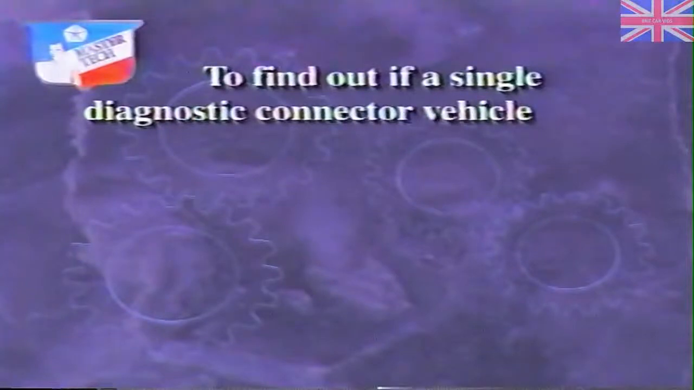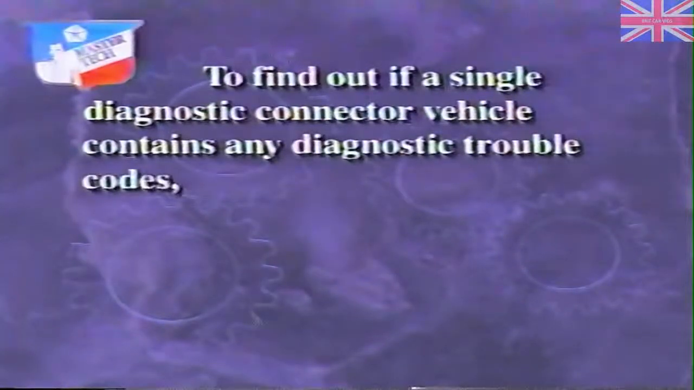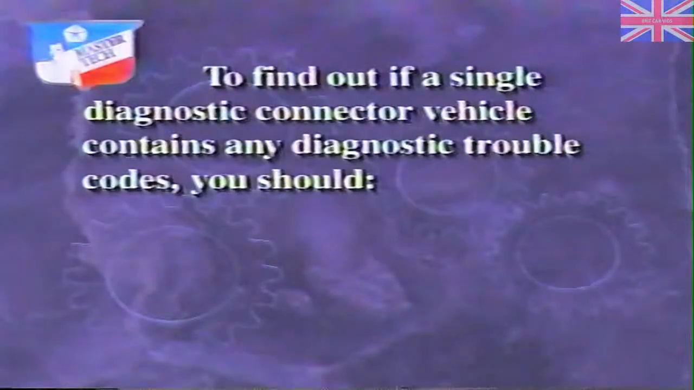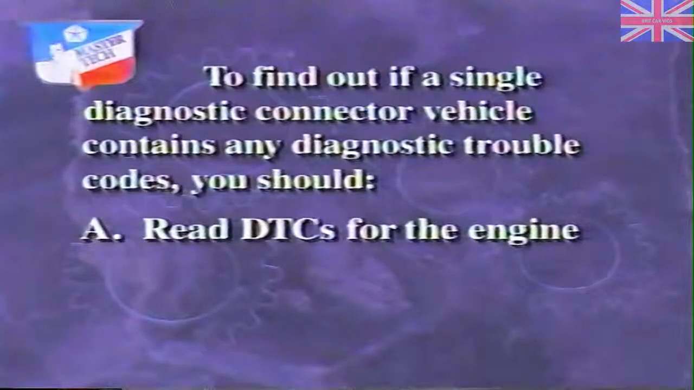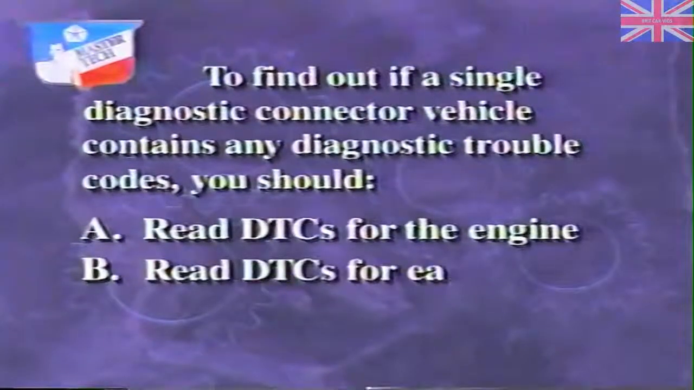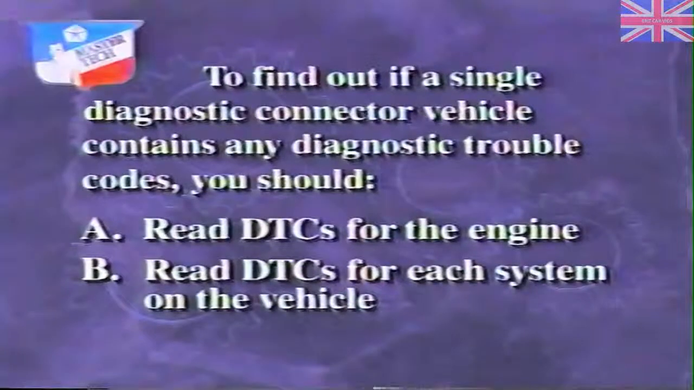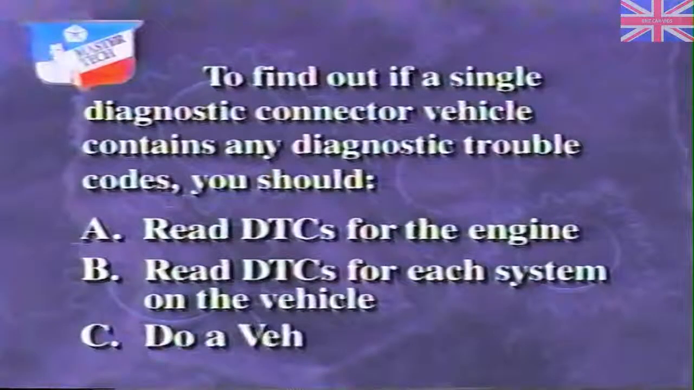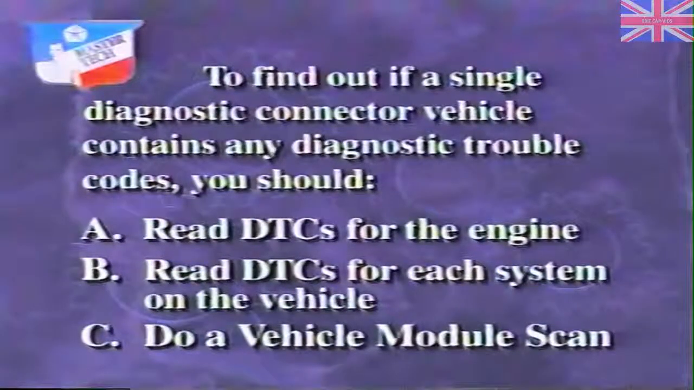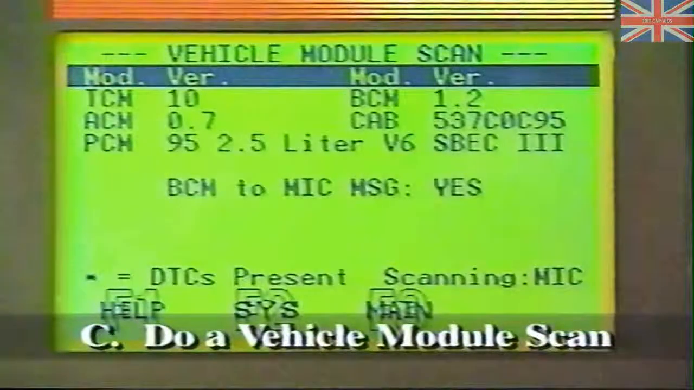But before you stop the tape, try this one last review question. To find out if a single diagnostic connector vehicle contains any diagnostic trouble codes, you should A. Read DTCs for the engine. B. Read DTCs for each system on the vehicle. Or C. Do a vehicle module scan. The answer is C.